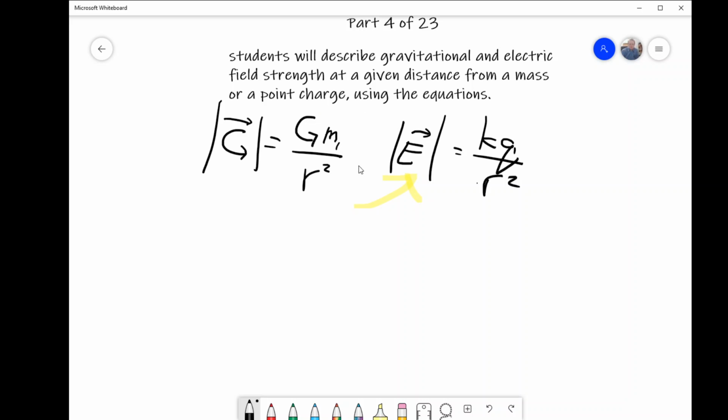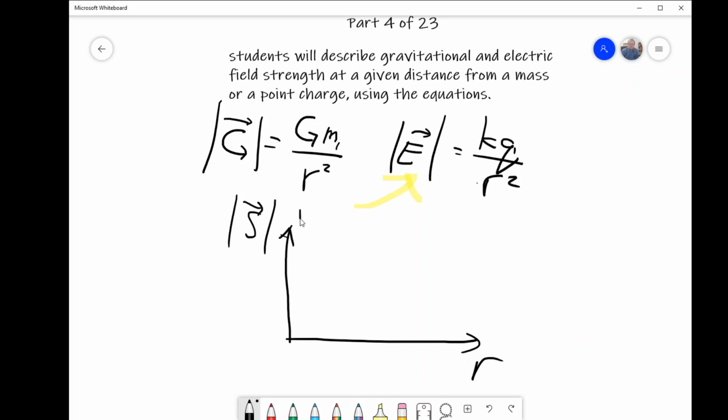Now in both cases, you have a 1 over r squared dependence. So if you have the strength of the field, and I'm just going to use S because it doesn't really matter which field it is, and plot it against the radius r, you're going to get this exponential decay. It's going to taper off and come closer and closer to the x-axis without ever actually touching the x-axis. It should actually be a smoother curve than what I've got drawn here. It should be more like this.